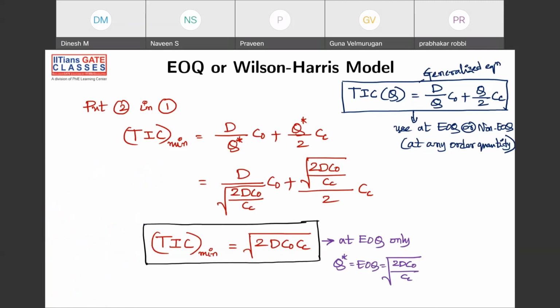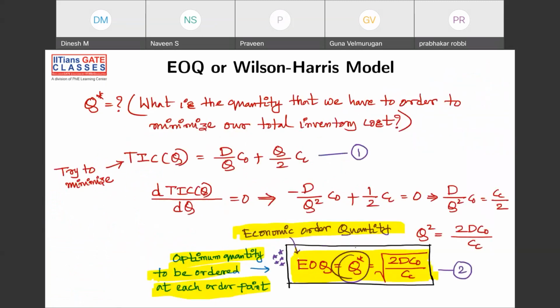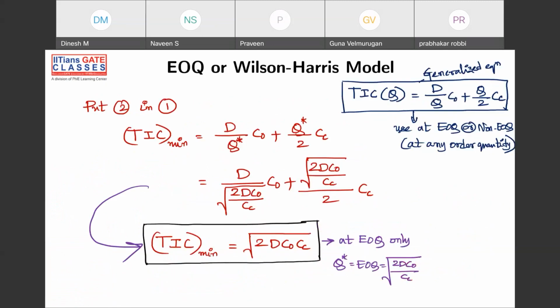So now you have to calculate the total cost also. How much is the total? The total inventory cost is obtained by substituting this Q star back into that equation. If you substitute, you get this value, that is under root 2D C naught Cc. This is your minimum or optimum total inventory cost. You have minimized it. You can't go below this. Optimum TIC. Clear, guys? Please write this formula as well. That is TIC is equal to under root 2D C naught Cc. Fine. Let's proceed.